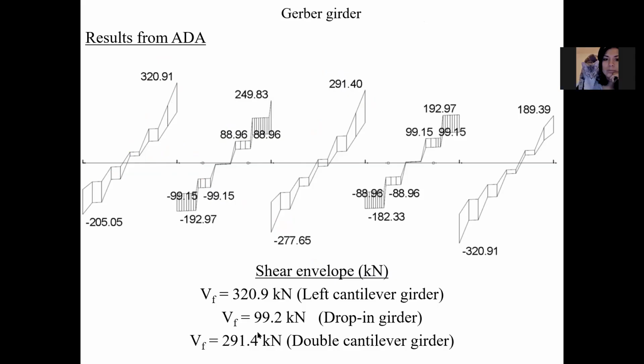The drop-in girder, what is the 192? What is that? The 192 is the VF. The 192 is the VF on this side of the beam. Oh, okay. You see, because Rena, I can't go back to my ADA, okay? No, I can see it now. Okay, I'm glad you see it.